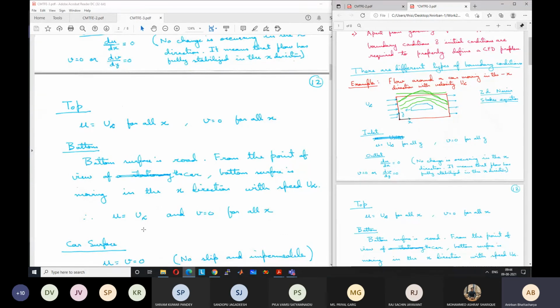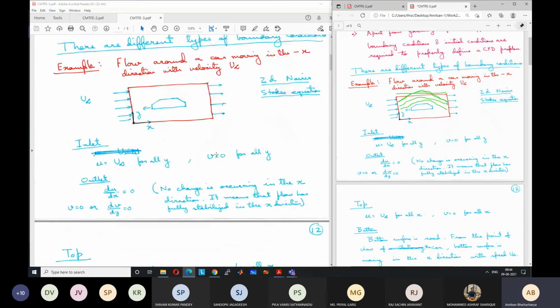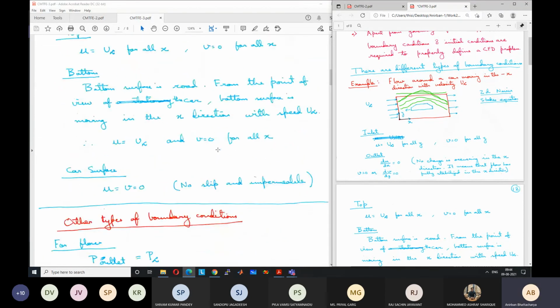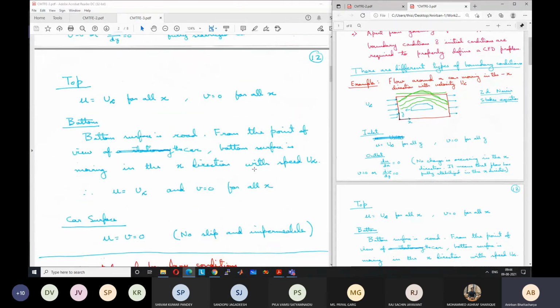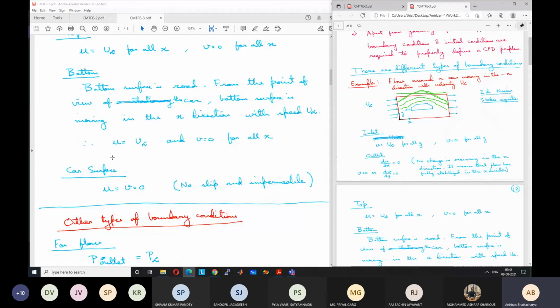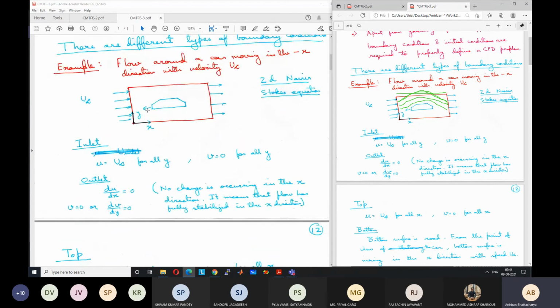Apart from this, on the car surface, there cannot be any flow. So all the velocities u and v are 0. So it is a no slip condition, meaning there is no velocity on the solid surface, and it is impermeable. No flow can go inside the solid body. This seems obvious, but there can be problems where the flow can go inside the body, like a porous medium or a sponge. Or there are a lot of biological applications where the flow actually can go inside the solid body. So in this case, we are not considering that. So these are all the boundary conditions.